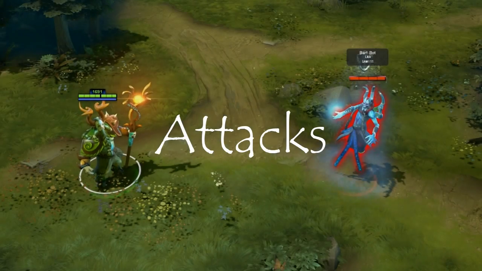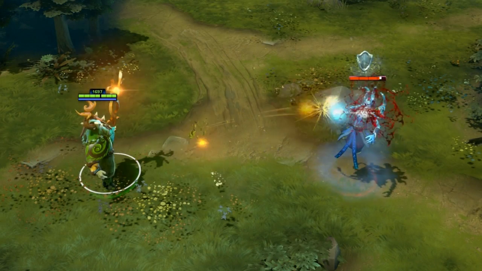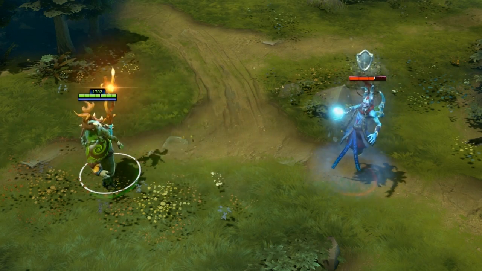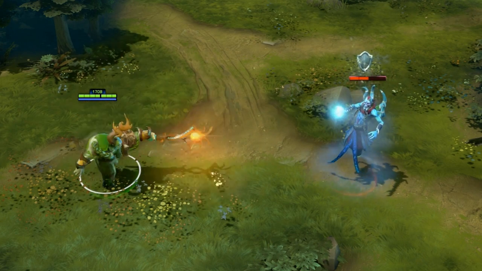Attacks. Attack animation: the actions that any unit must go through in order to release physical attacks, consisting of a damage point and a damage backswing.